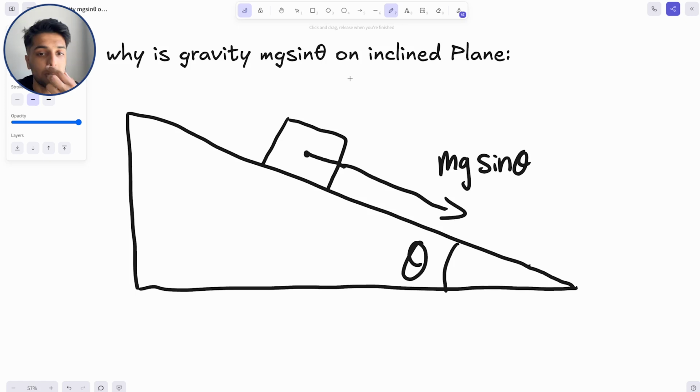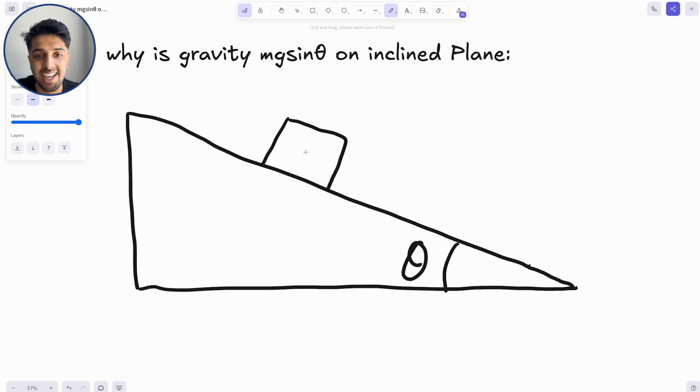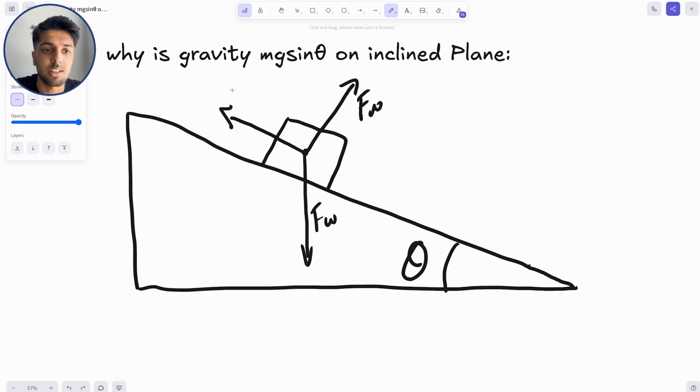Okay, in this video we'll be talking about why the component of gravity down an inclined plane is equal to mg sine theta. Okay, so first things first, let's add our forces that are acting on our object at this moment. So we have our weight force, right? Going directly downwards. We have a normal force, which is perpendicular to the surface. So Fn. And obviously, as it's sliding down, there is some kinetic frictional force acting in the opposite direction.